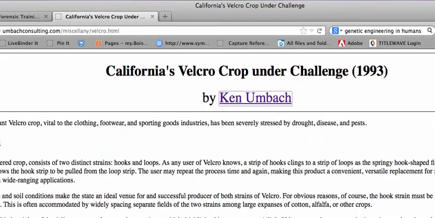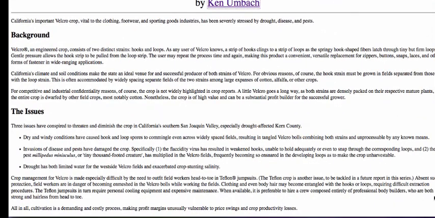Okay, so looking at a site for currency, we can see up here the title says the California Velcro crop under challenge 1993. Perhaps this was research that was done in 1993. This says that California's important Velcro crop, vital to the clothing, footwear, and sporting goods industry, has been severely stressed by drought, disease, and pests. Sounds as if Velcro grows.